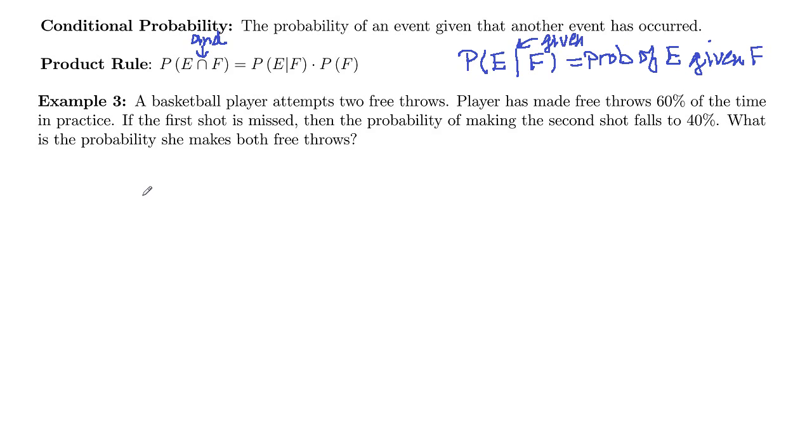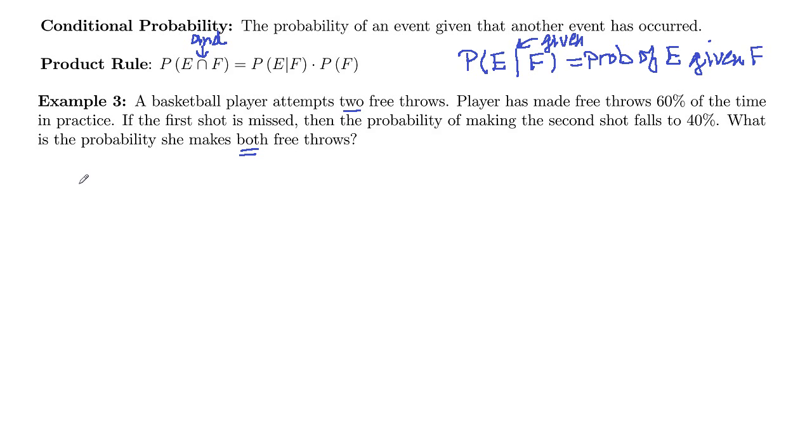So let's look at another example with a probability tree. A basketball player attempts 2 free throws here. The player has made free throws 60% of the time in practice. But if the first shot is missed, then the probability of the player making that second shot falls to 40%. So they miss the first shot, they lose a little bit of confidence, so their percentage drops. What's the probability that she makes both free throws?